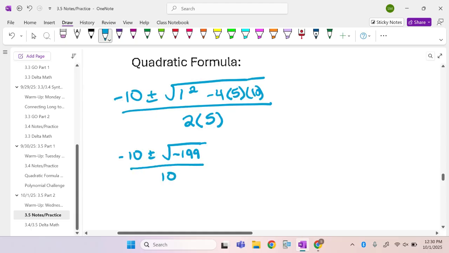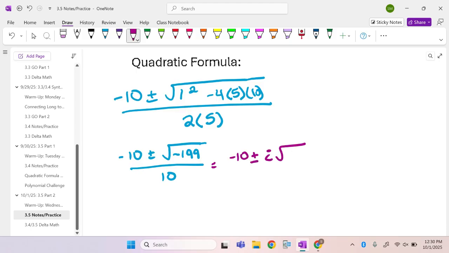All over 10. All right, so Tyreek, since we have a negative under the radical, what do we have to do with it? Take out the I. Good. So it's negative, it's angry, we're taking that I out. So this would be negative 10 plus or minus I, square root of 199, all over 10. Now, your next step would have been to check to see if 199, you can simplify it any. You can't, it's prime.